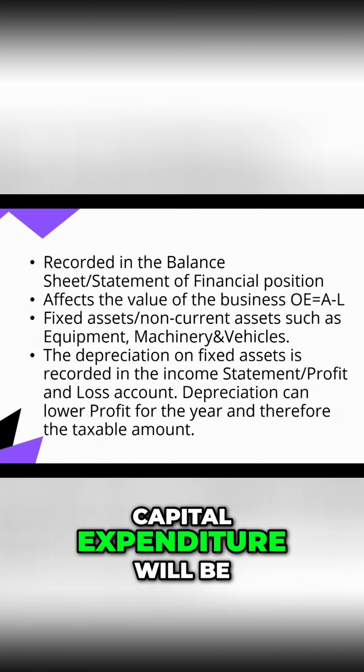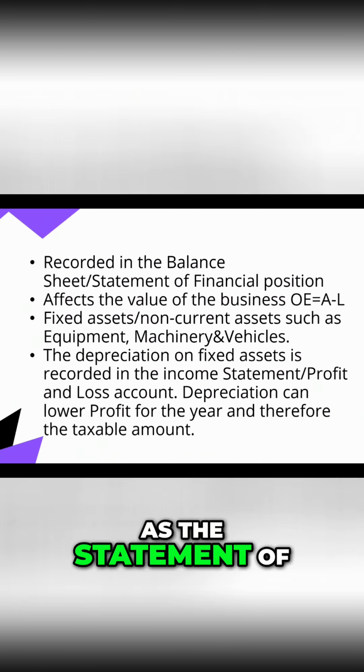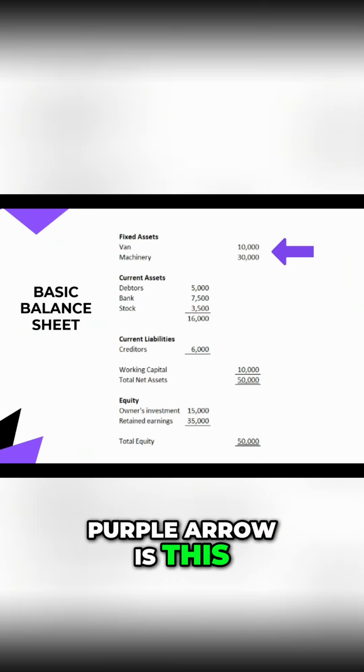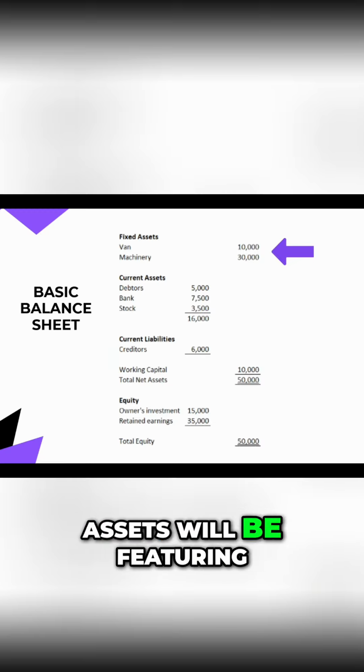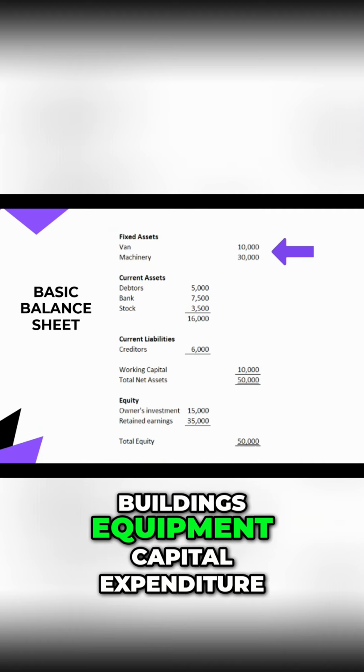Capital expenditure will be recorded in the balance sheet, also known as the statement of financial position. So here where my purple arrow is, this is where my fixed assets or my non-current assets will be featuring, such as vehicles, machinery, buildings, equipment.